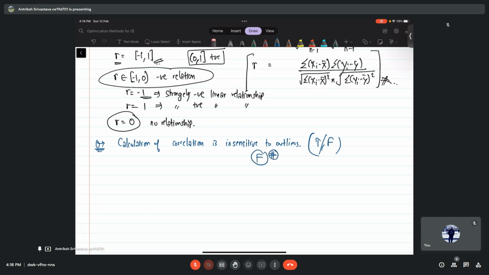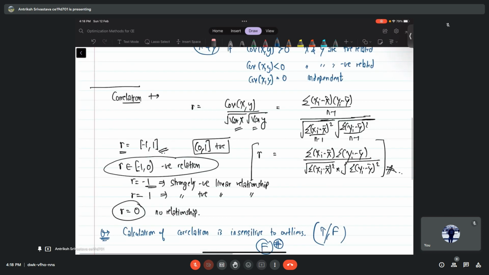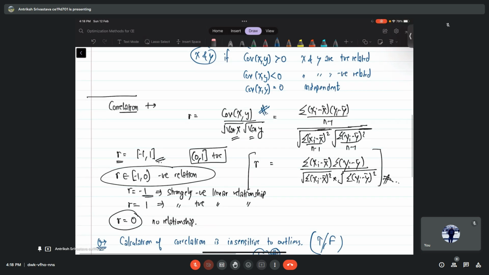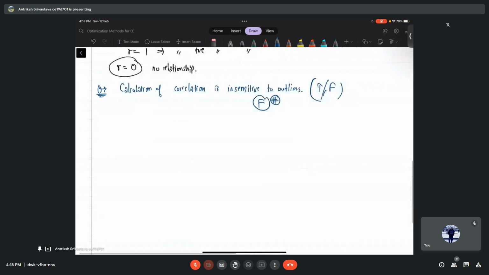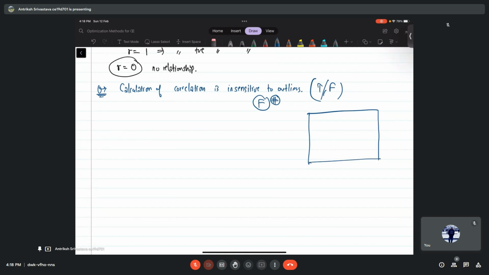the answer for this is false. The correlation value that you calculate using this formula is very sensitive to outliers. So if you have x and y with a very nice linear relationship, right? And you have an outlier.